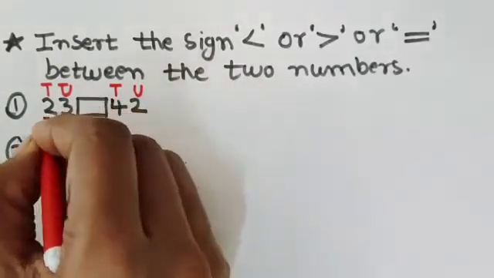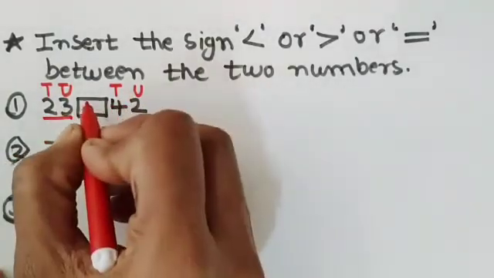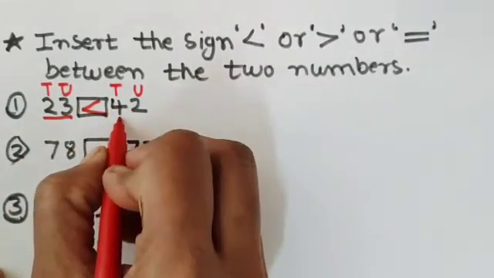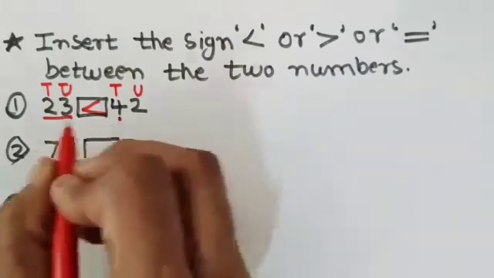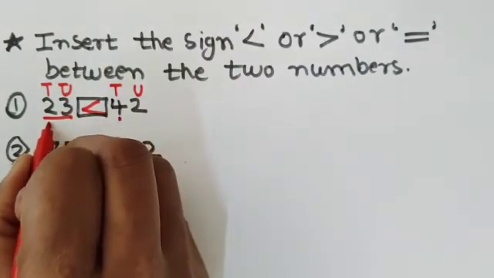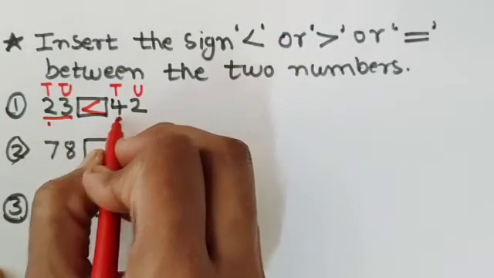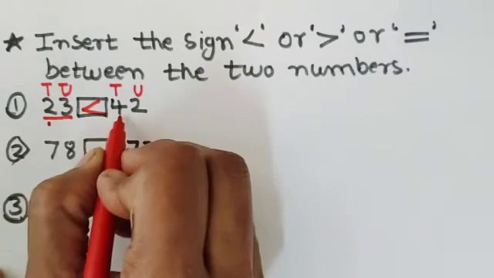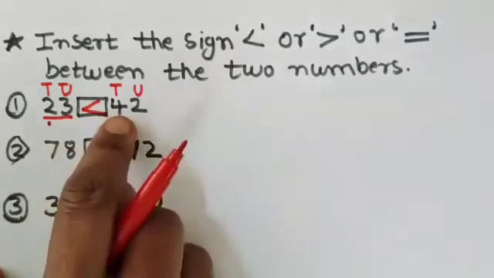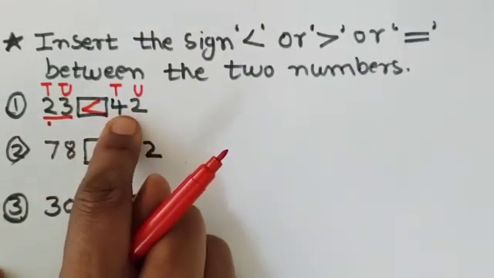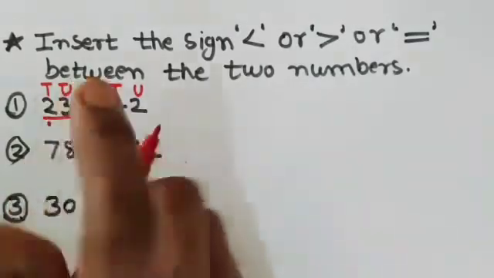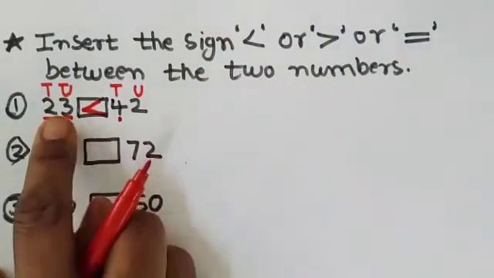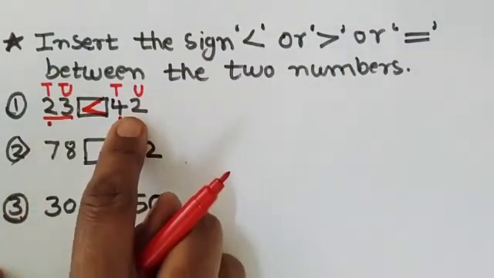So this number 23 is smaller than 42 because the tens place here is greater than the tens place there. Here we have 4 and here we have 2. So the crocodile mouth will open towards the greater side. Here we have 42, meaning 42 is greater than 23. So we will put the sign of lesser than, meaning 23 is lesser than 42.